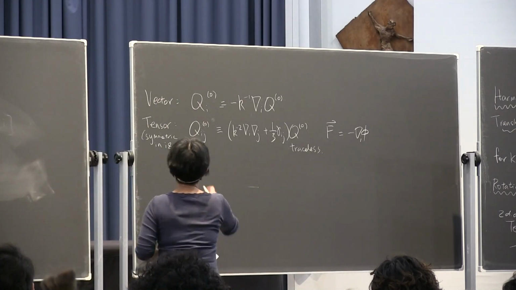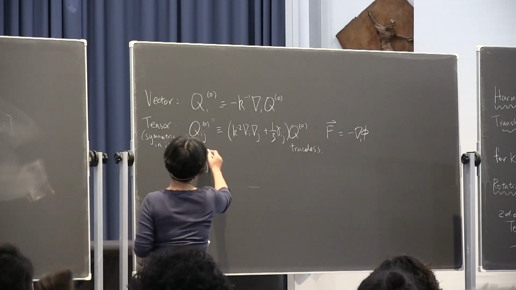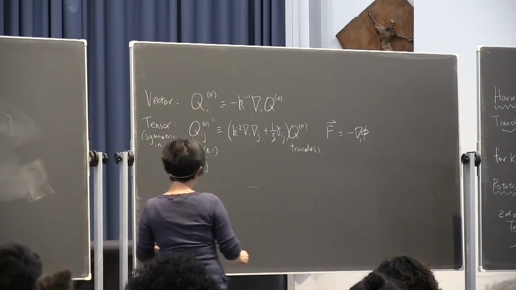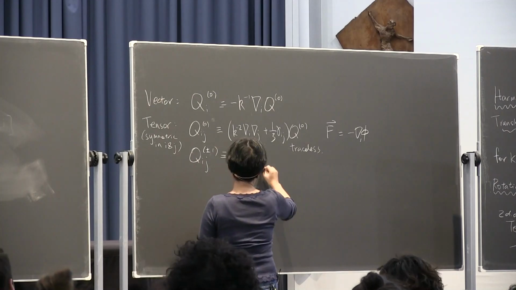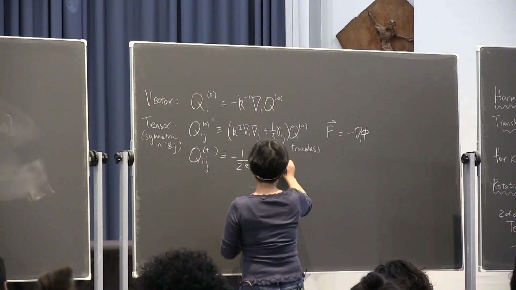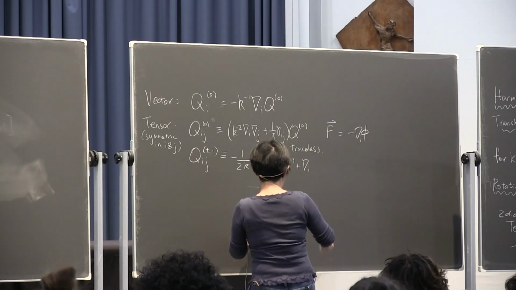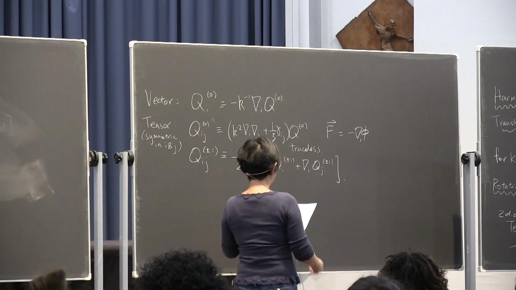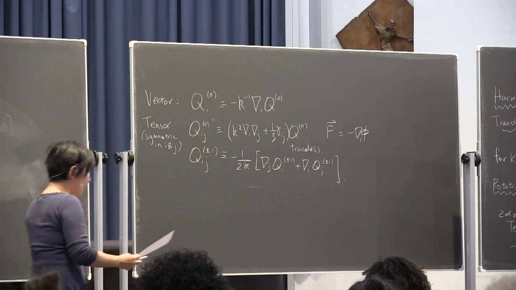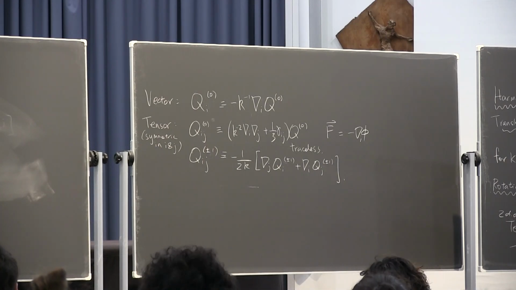And last but not least, you can construct a tensor out of an irreducible vector. The way you do that is minus 1 on 2k, and then del j Qi plus or minus 1, plus del i Qj plus or minus 1. And again, it's traceless. Don't bother copying this. I'm just showing you that this is how it's done. It's not like we're going to be really making use of these precise definitions again.